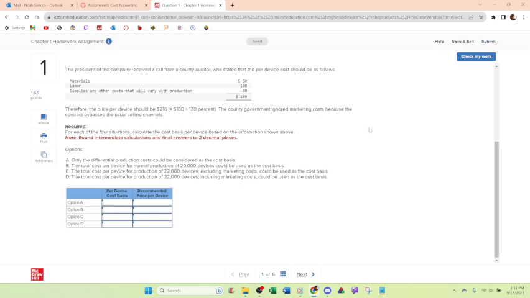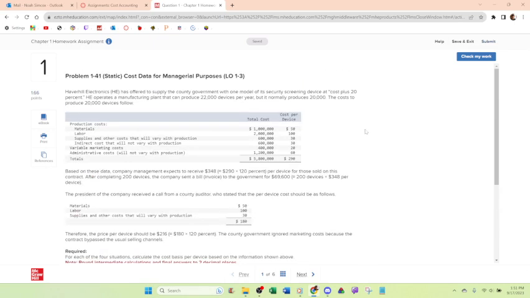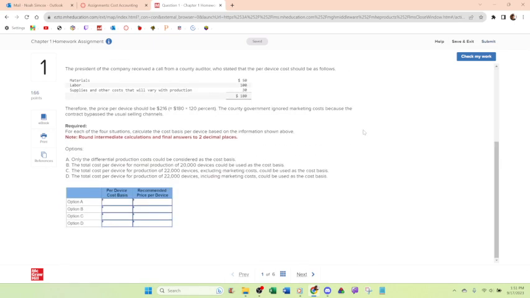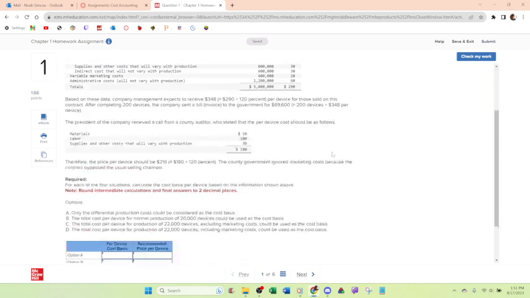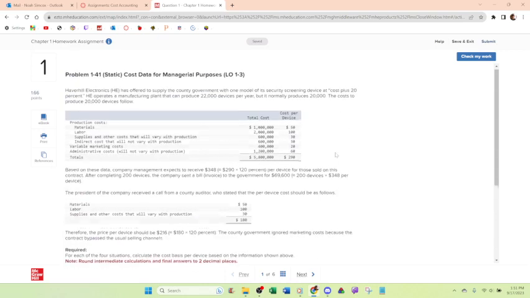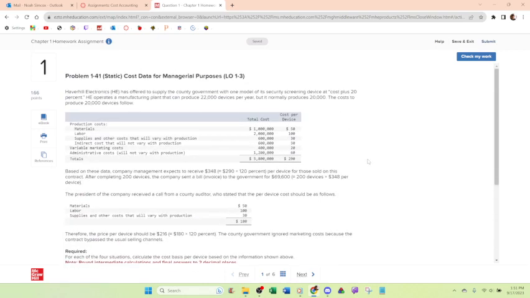Oh, great. Per device cost basis. I don't remember having to do this. I don't remember us doing this stuff. Cost per device? Well, actually, it's not going to be that bad.